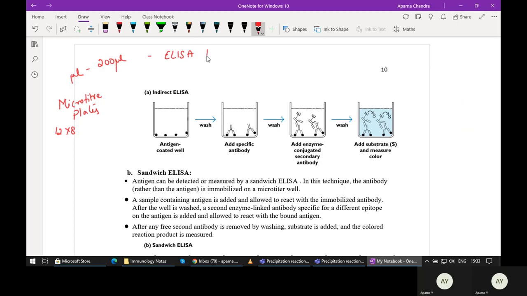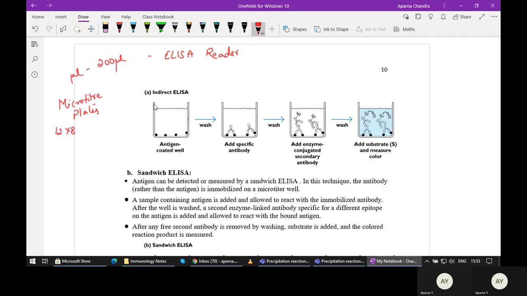ELISA reader. What will it do? What is the principle of the ELISA reader? The ELISA reader principle is similar to the principle of your colorimeter and spectrophotometer. The principle is one and the same, but it will read at a time. It is an automated equipment. Now coming to the first one, that is indirect ELISA.